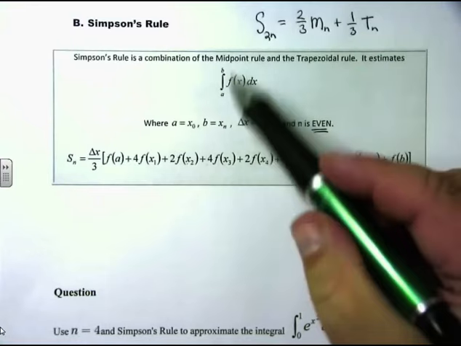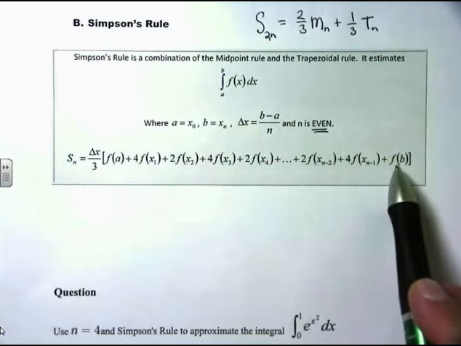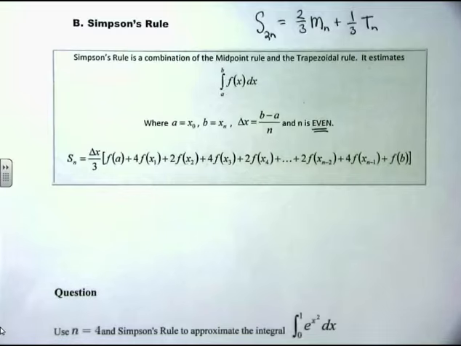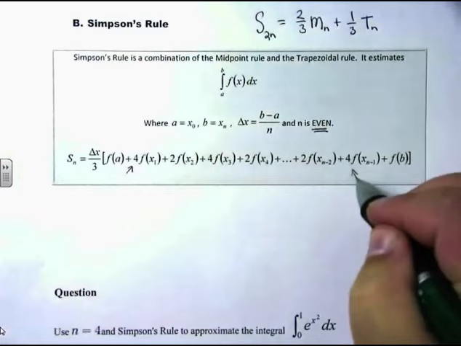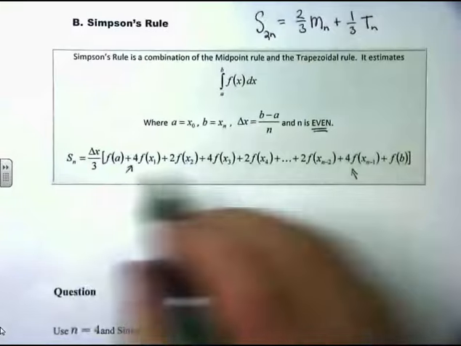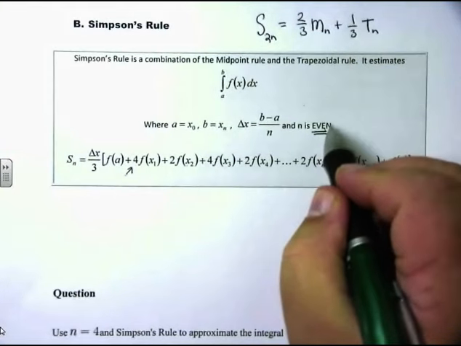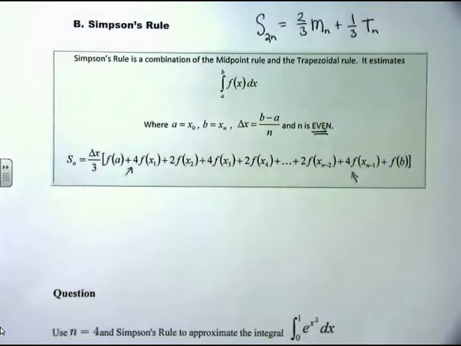Your endpoints are based on the integral between a and b. So it's always f of a plus f of b, right off from the trapezoidal rule, but it's a 4, 2, 4, 2 combination in terms of the internal points. And remember, you always start on a 4 and you'll end on a 4 on the internal points just before your endpoint. That always works when you have an even number of partitions. So this is a requirement: to do Simpson's rule, you have to use an even number of partitions.